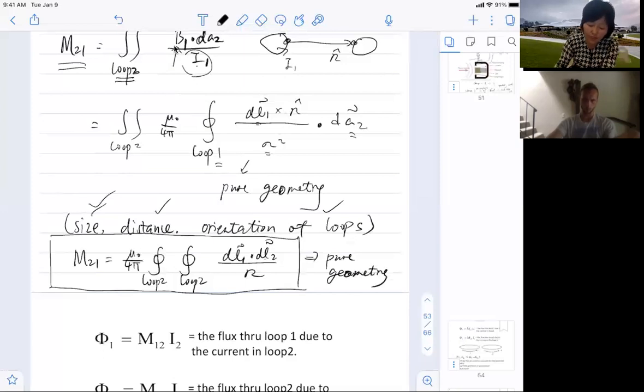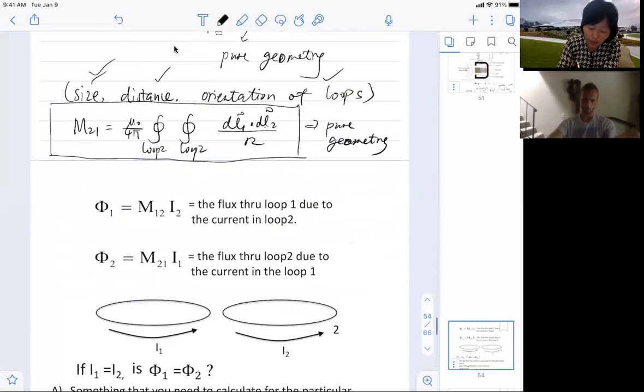So having derived that, you can probably see I can do it vice versa. What I did was, there is a current running in I1 and it produced a B field, and that B field will give you a flux in loop two. So this is M21. Now, if I do the other way around, I say, well, what if the current is running in I2 and it produces a B field giving flux through loop one? So I will write mutual inductance M12.